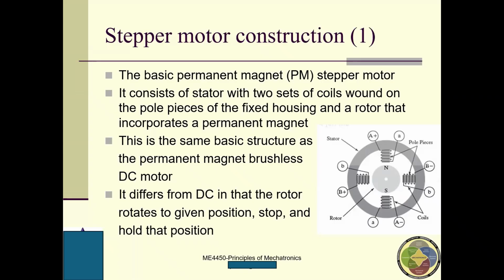The brushless DC motor and the brushed DC motor are usually for continuous output shaft torque. But with this one, I can go to a position and do something, another position, do something, another position, do something. So this is a very, very beautiful property.